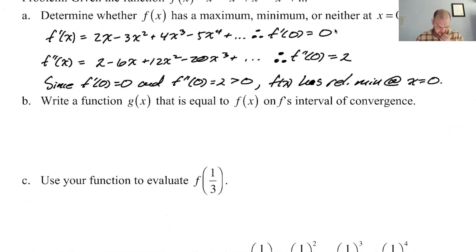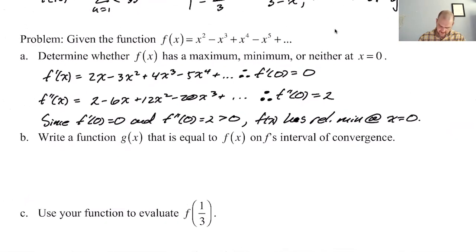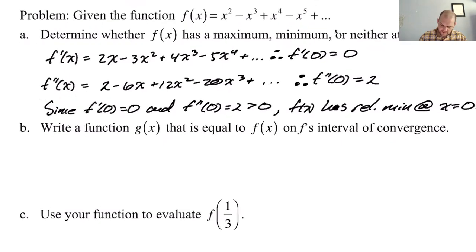All right, write a function g of x. I don't know, why do I do this on this page? This g of x nonsense. Whatever. Write a function g of x that is equal to f of x on f's interval of convergence. So we said before that we think this is geometric. We think that the first term is x squared, and we think that the ratio, r, is negative x.